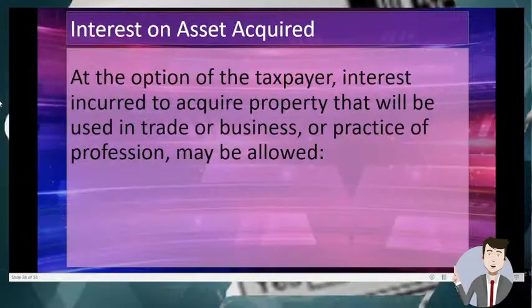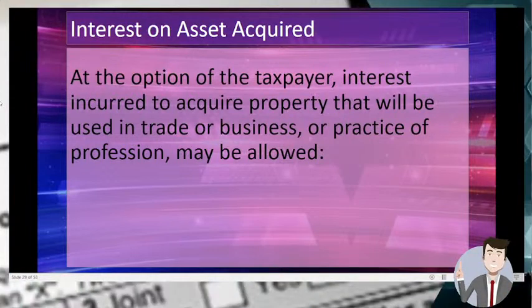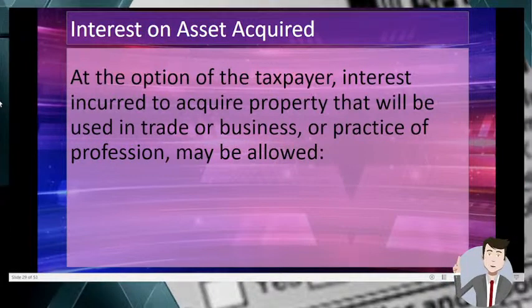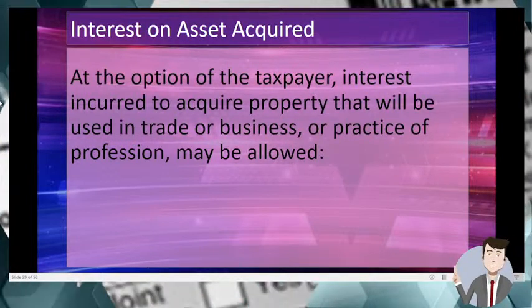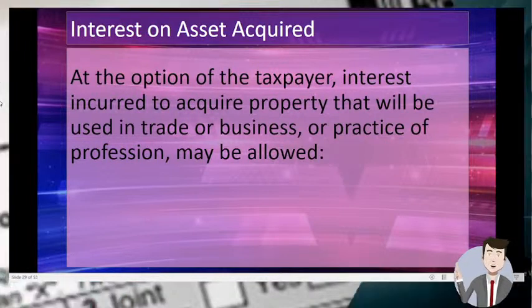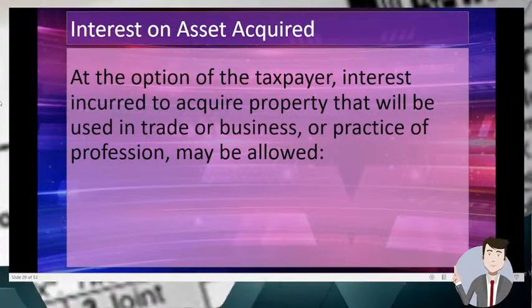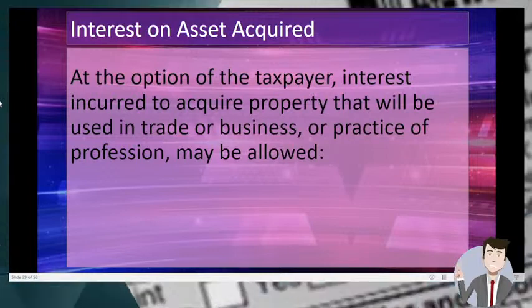Okay? So, interest on asset acquired. This time, guys, the company or the taxpayer acquired an asset or properties, equipment, machineries, vehicles, computers, any other equipment that will be considered as an asset. So, the purchase is on account or on installment. Therefore, there is interest on the purchase of the asset. So how to treat the interest from the purchase of asset?